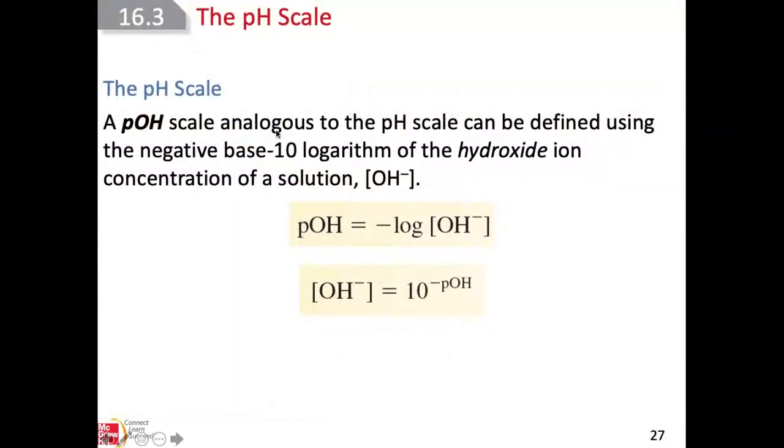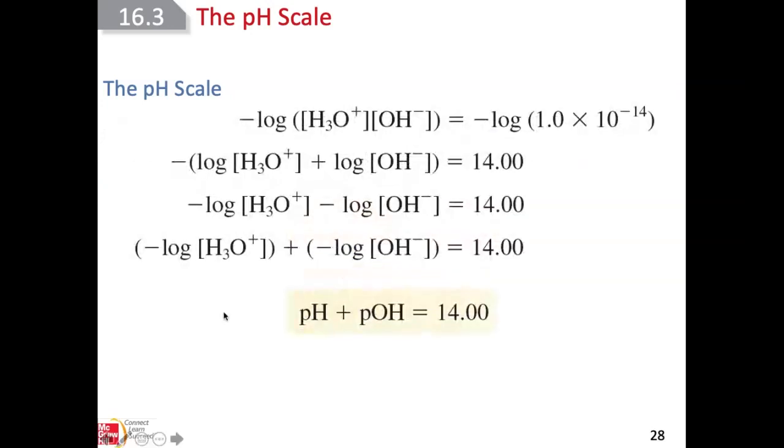The pOH scale works the same as the pH scale, and the pOH is the negative logarithm of the concentration of OH minus. If you have the pOH given to you, you can also find the concentration of the hydroxide ion. This is another very important formula: pH plus pOH equals 14. So if you know the pH at 25 degrees Celsius, you can always find pOH. Or if you have a pOH, you can always find pH by using this formula.